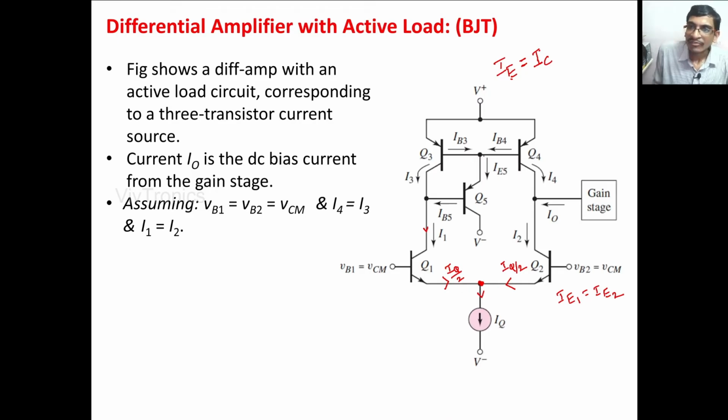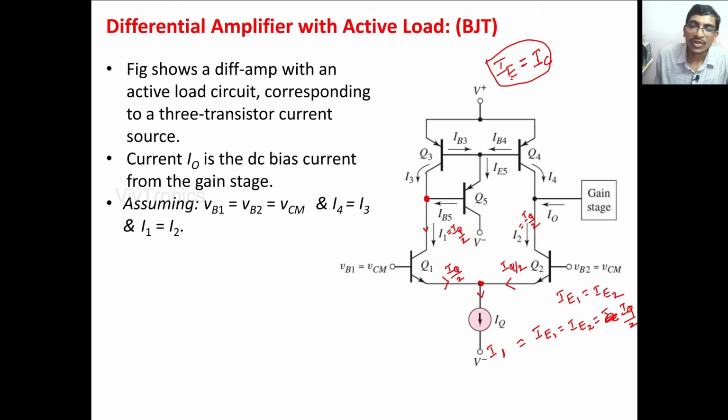And also from the relationship of IE equal to IC, we can say IE1 is equal to IE2, which is equal to I1, and I1 is equal to I2. Both of these are equal to IQ by 2. Therefore I1 is equal to IQ by 2 and I2 is also equal to IQ by 2, because we are using similar transistors for Q1 and Q2. Emitter current is equal to the collector current.